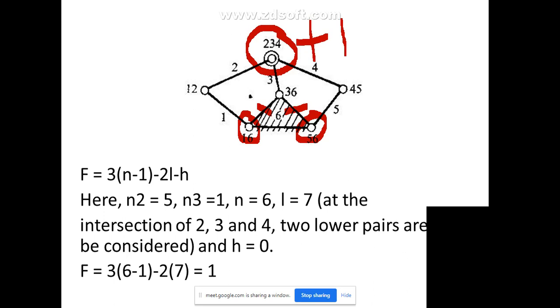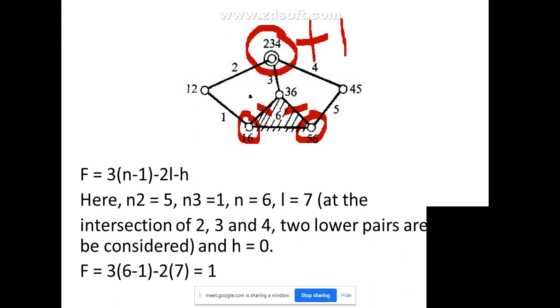Any other doubts? Excuse me, sir. Yes. Sir, if we remove the hatched lines, then it is also considered, no, sir? No. If you remove hatched lines, what will happen? It will be considered as 3 different links. The triangle becomes 3 different links. In this case only, if there is no hatch, the rule will be applied, sir.